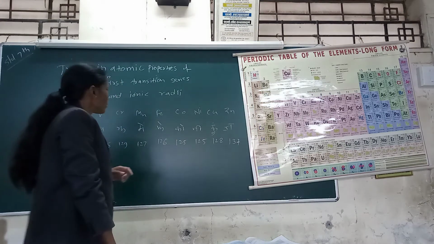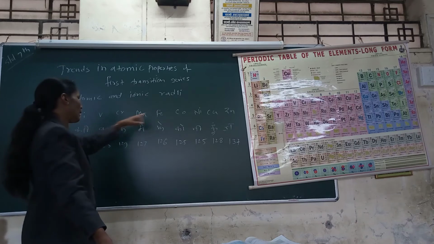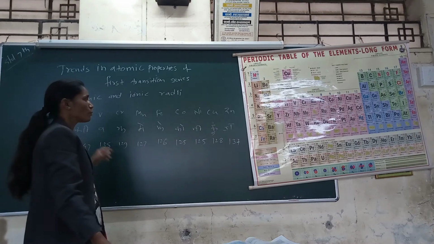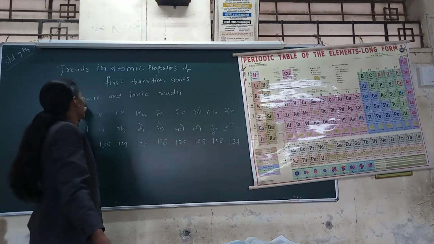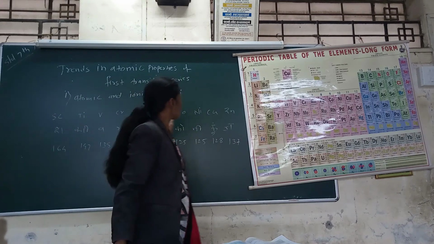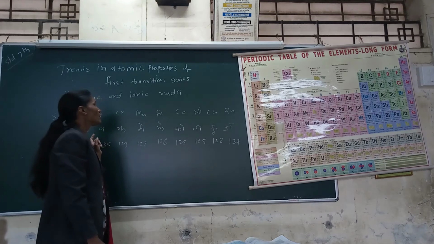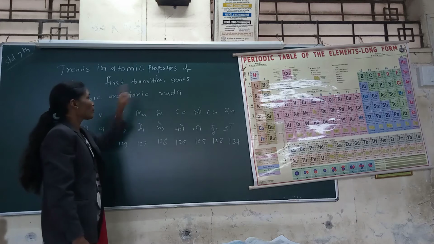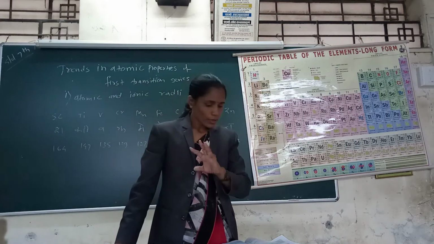You can understand these elements in terms of this sequence, because this sequence is necessary to explain the atomic and ionic radii. On this topic, a question is asked in the HSC board exam: explain the physical trends, or trends in atomic properties, of first transition elements, for 2 or 3 marks.